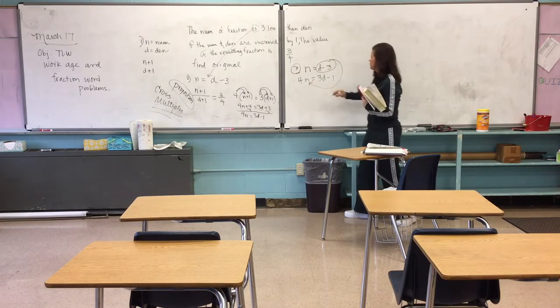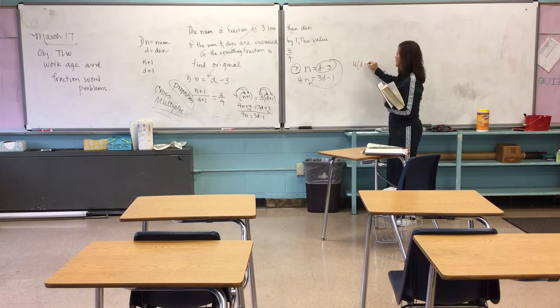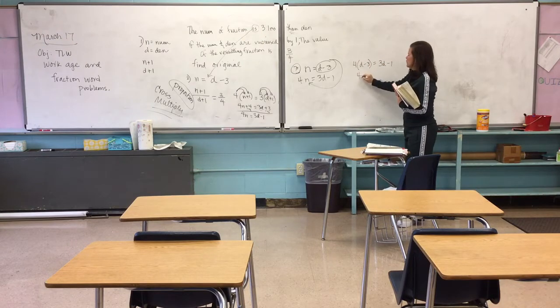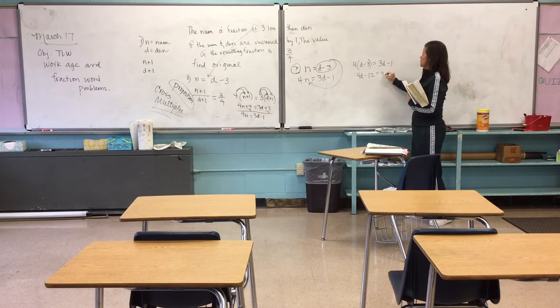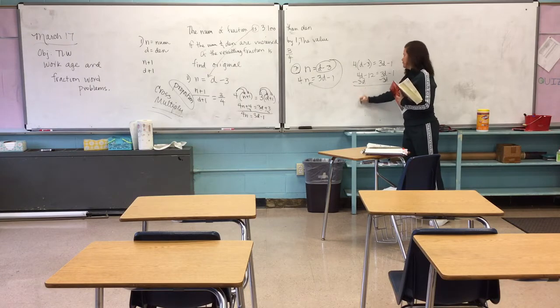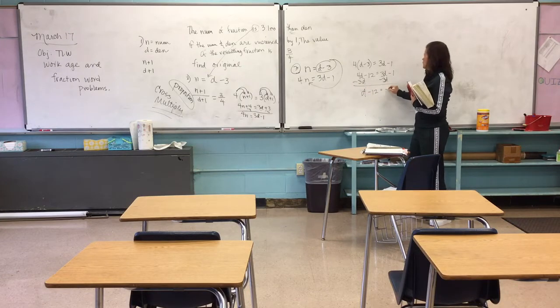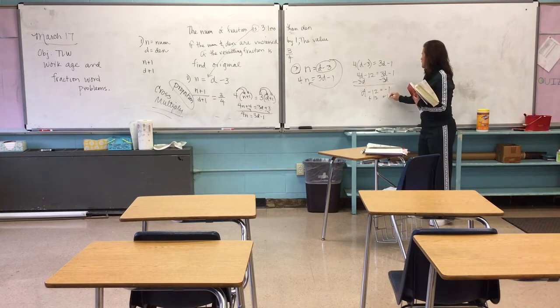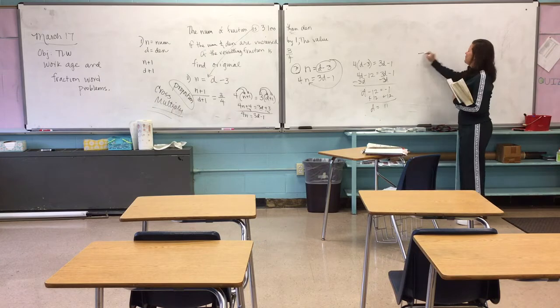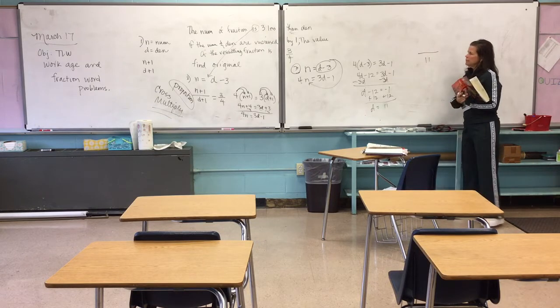Put that in there. So that's 4 times d minus 3 equals 3d minus 1. 4d minus 12 equals 3d minus 1. Subtract 3d on both sides. d minus 12 equals -1. Add 12 to both sides. D is 11. So the denominator of the original fraction is 11.